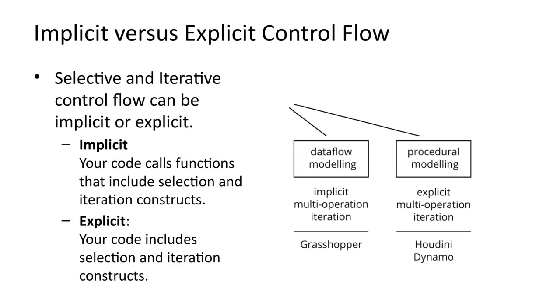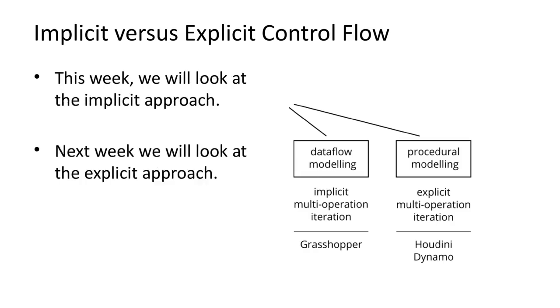Dataflow modeling supports implicit multi-operation iteration through structuring of lists of data. Procedural modeling supports explicit multi-operation iteration using looping constructs. Now, we are going to look at how selection and iteration constructs can support implicit iteration. Next week we will look at explicit multi-operation iteration. So next week, you will learn how to use conditional statements and looping statements in your code.